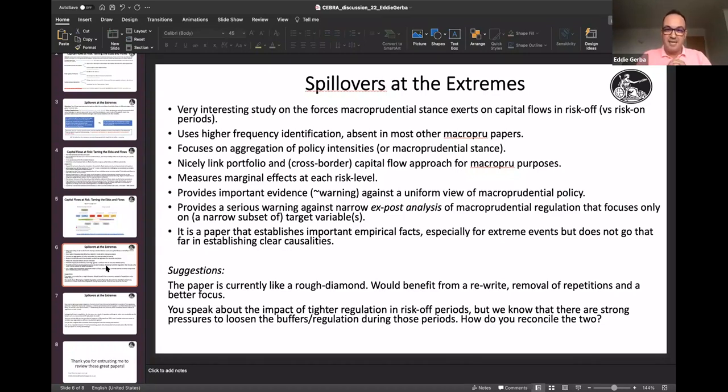So I'll go through again. You link portfolio and cross-border capital flows. Marginal effects I really liked. You also went through that in detail. And here are the implications. You provide important evidence, potentially even warnings against a uniform view of macroprudential policy. They're not all the same, and therefore the beauty is in the details, as I said.